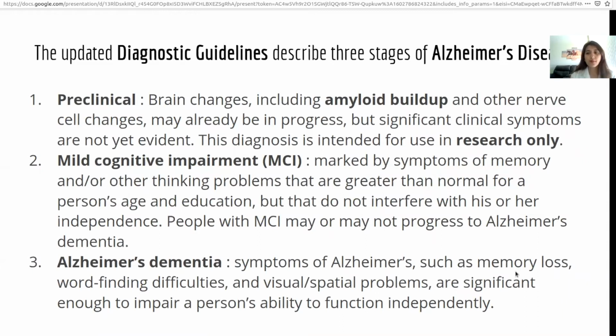Mild cognitive impairment, here there are symptoms of memory and thinking problems, which are greater than in a normal individual, but it does not interfere with the normal functioning of life or activities of daily living. People with mild cognitive impairment may or may not progress to Alzheimer's disease. And Alzheimer's dementia, it presents with the common pathological features of Alzheimer's disease, which are memory loss, word finding difficulties, and visual and spatial problems.